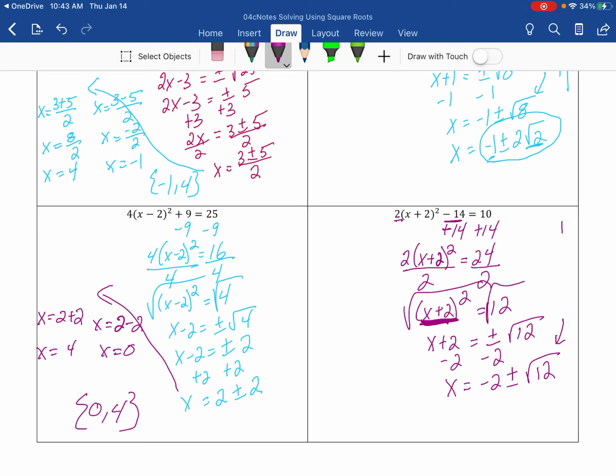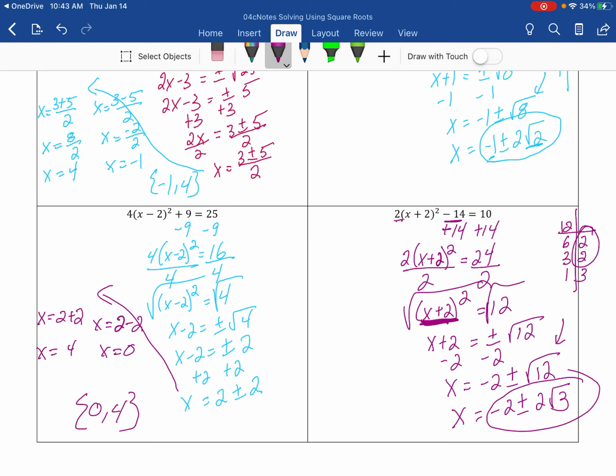I need to see if 12 can be simplified before I write down my answer. 12 divided by 2 is 6, 6 divided by 2 is 3, 3 divided by 3 is 1. So 12 can be simplified. This is going to be -2 plus or minus 2 radical 3. And that's going to be your final answer there.